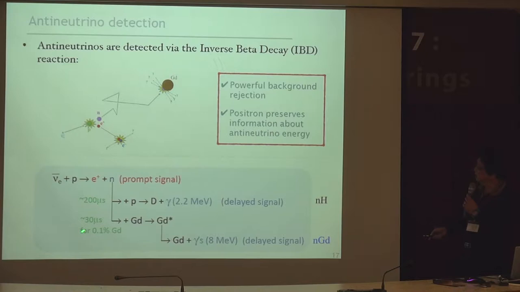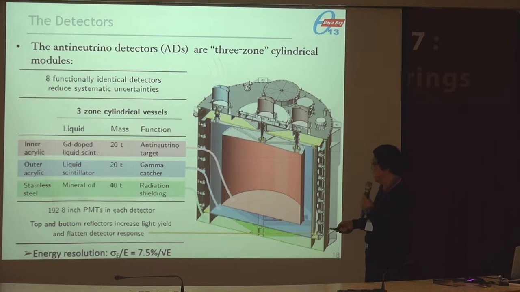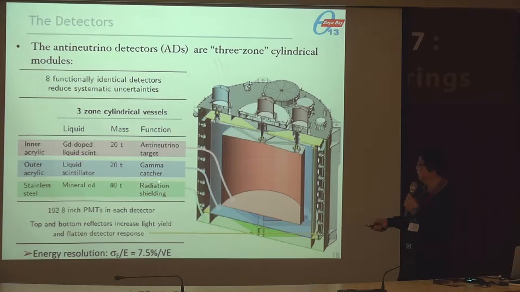So the detector basically is three concentric volumes, and the innermost is the so-called gadolinium-loaded liquid center. It's about 20 tons, inside a cylinder 3 meters in diameter and 3 meters tall. Then this is put into a 4 meter outer acrylic vessel, also another 20 tons of liquid scintillator. We call this the gamma catcher.